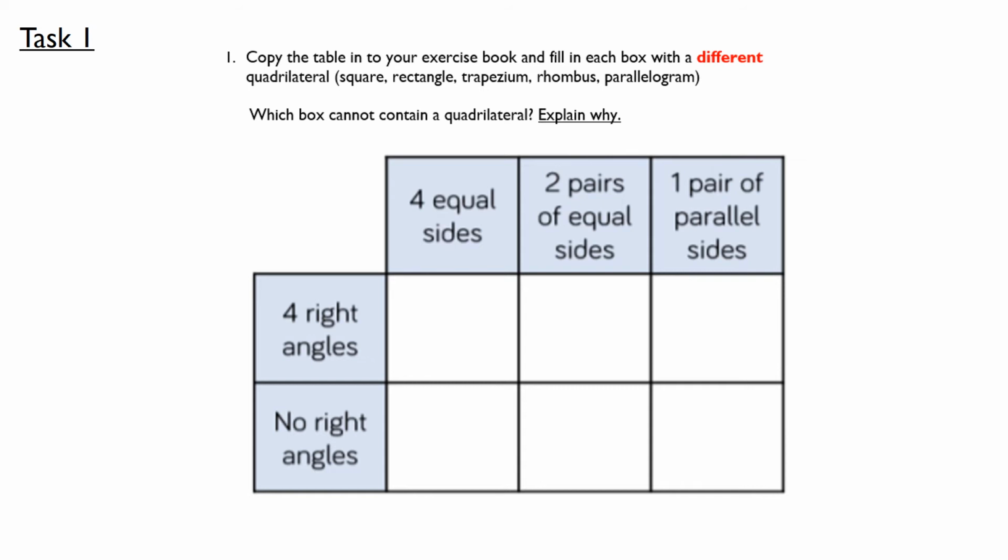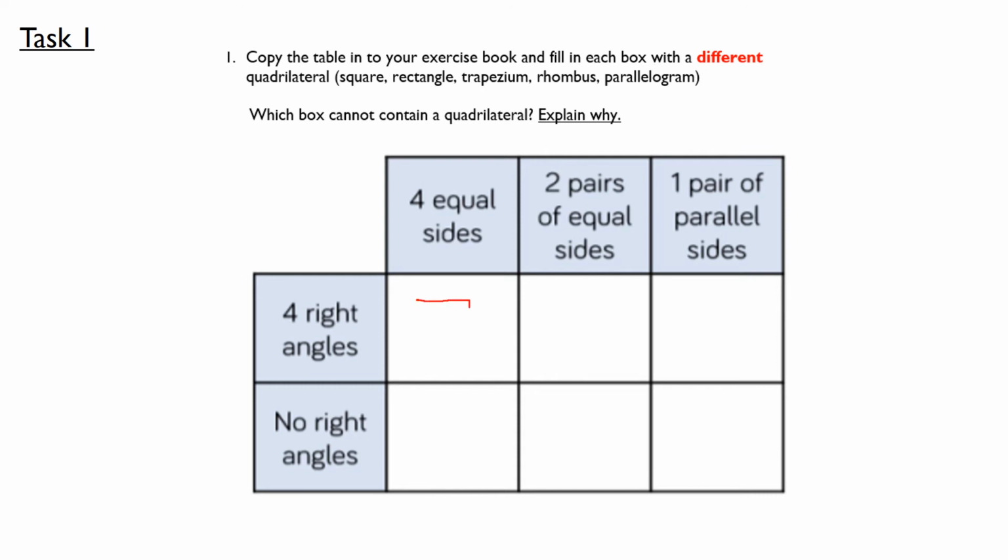So on this side, it says 4 right angles, and here it's 4 equal sides. So in this box, we need to put a quadrilateral that has 4 equal sides and 4 right angles. Now I think there's only one quadrilateral that will go in here, and that is a square. So you're going to do this neatly with a ruler. I'm going to do this quite messily with my laptop.